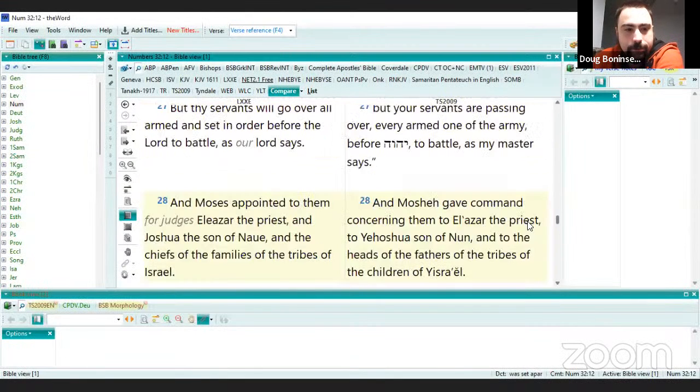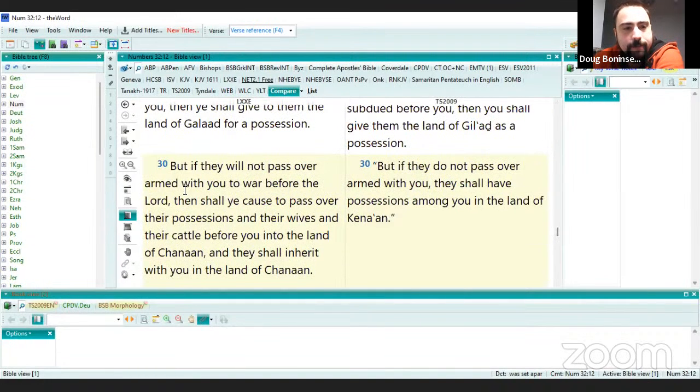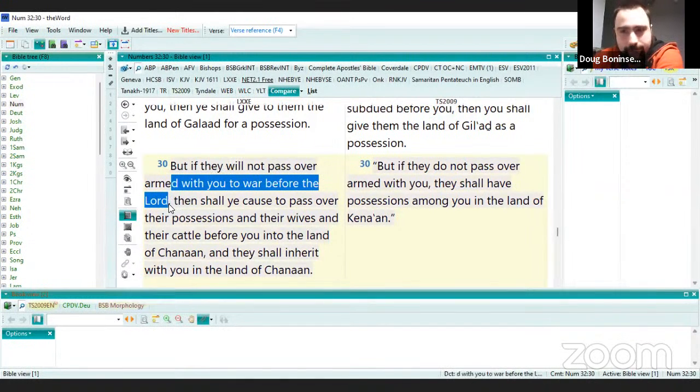Numbers 32, verse 30. But if they will not pass over armed with you to war before Yahuwah, so it's almost like it waters it down. Because the Masoretic will say if they will pass over armed with you. It doesn't mention Yahuwah being with them. So I find that a little weird.